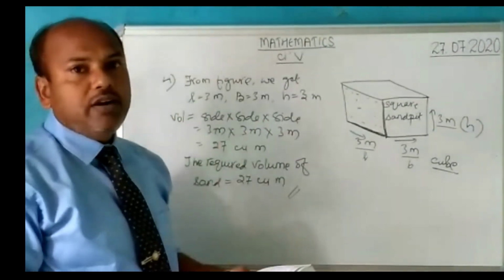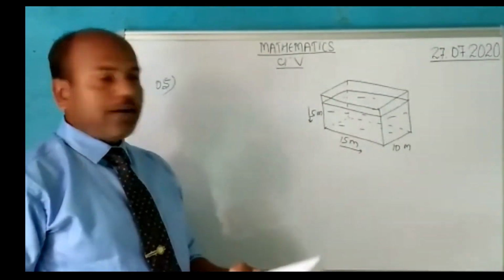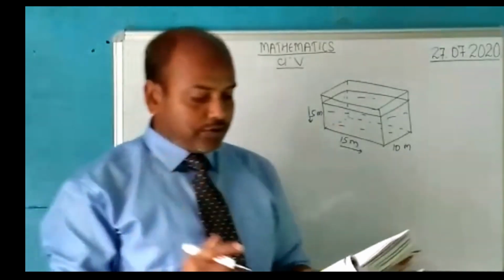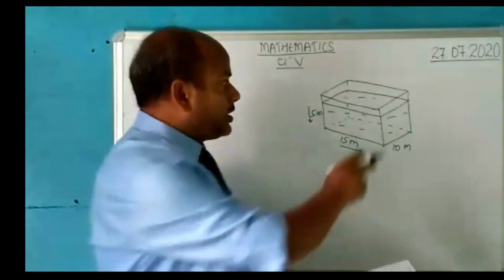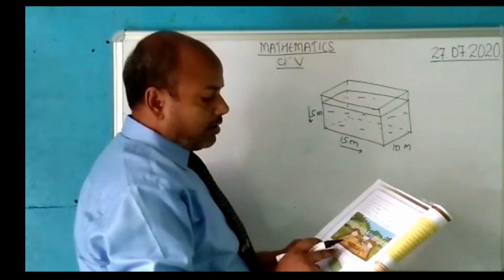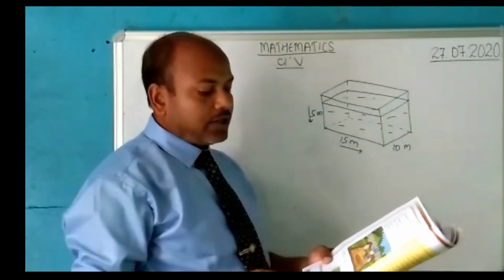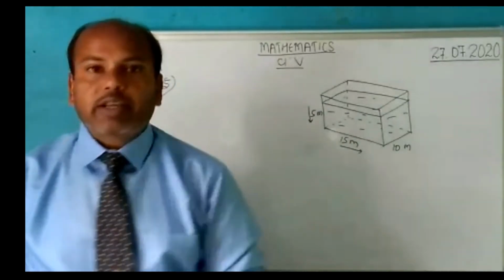Now we shall do number 5. Now dear children, we are in question number 5, and this is a picture. It's in your book also. I read a water tank. So this is a water tank, 15 meter long, 10 meter wide, and the depth is 5 meter. Find the volume of the water in the tank. So how much water can the tank contain?